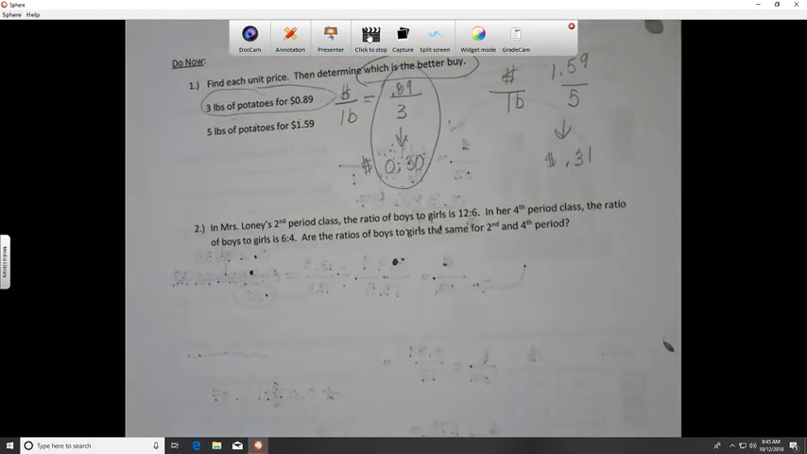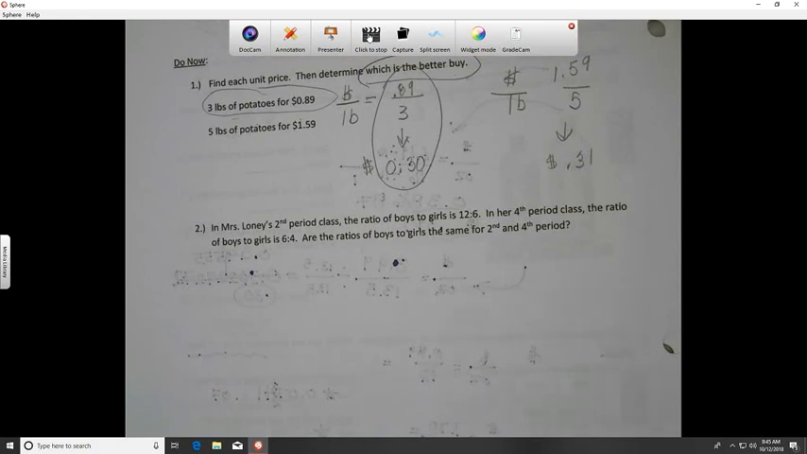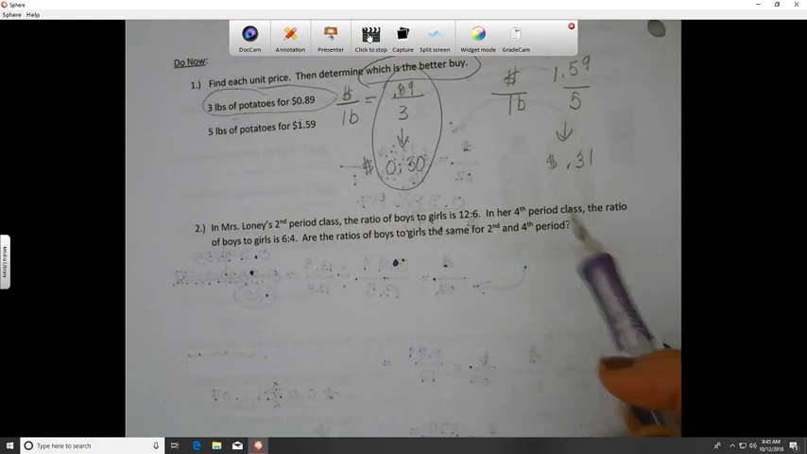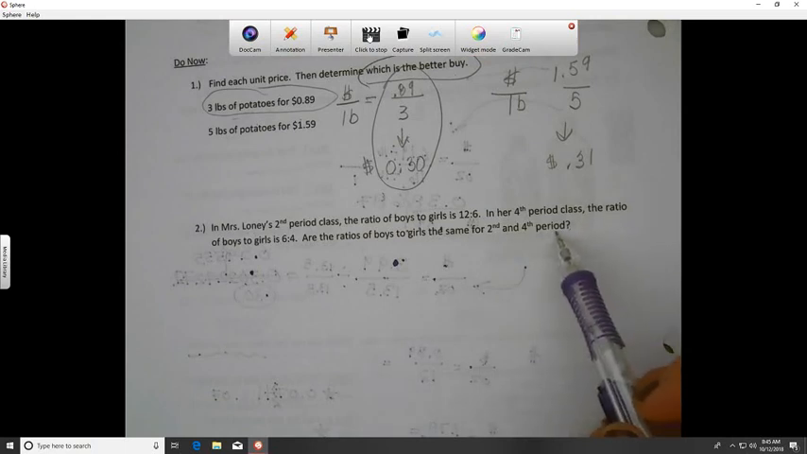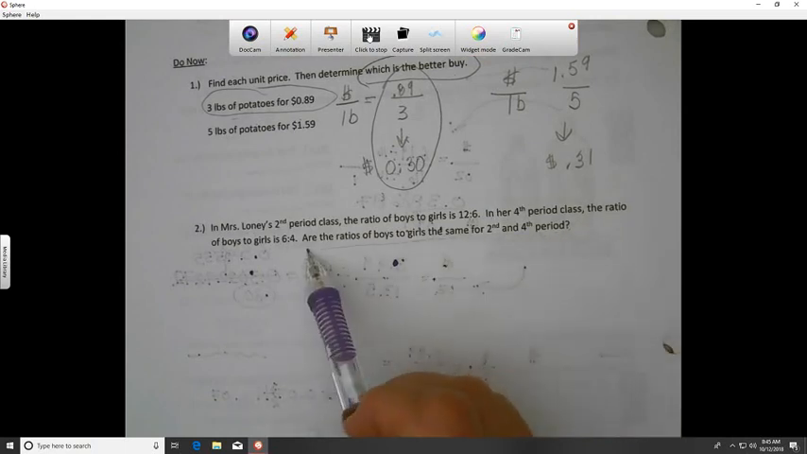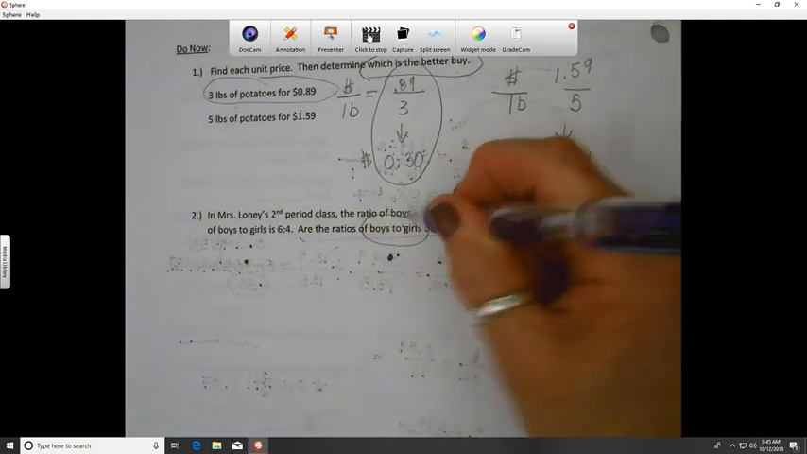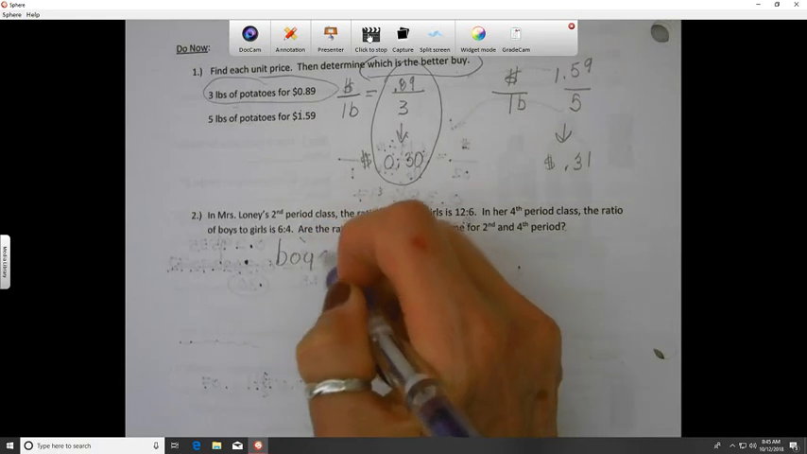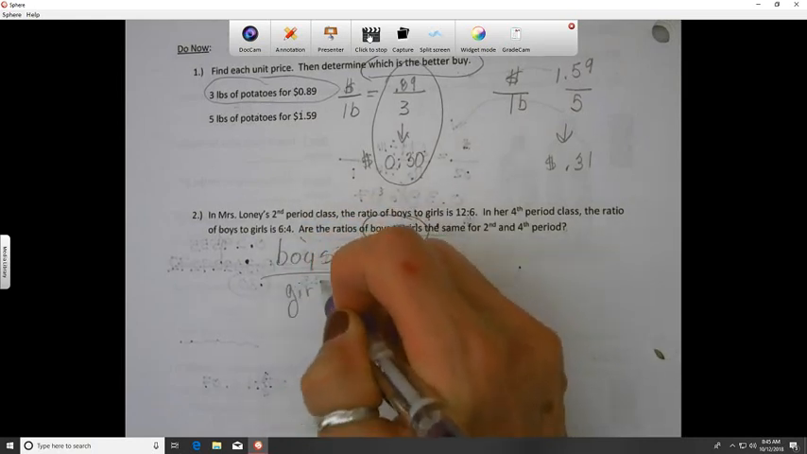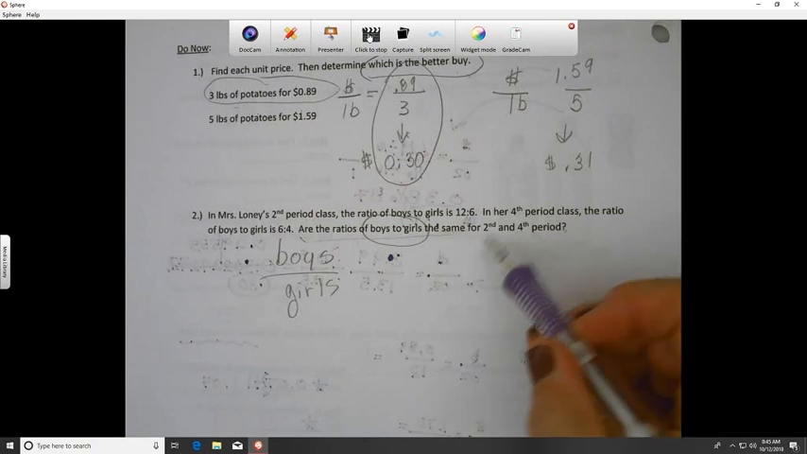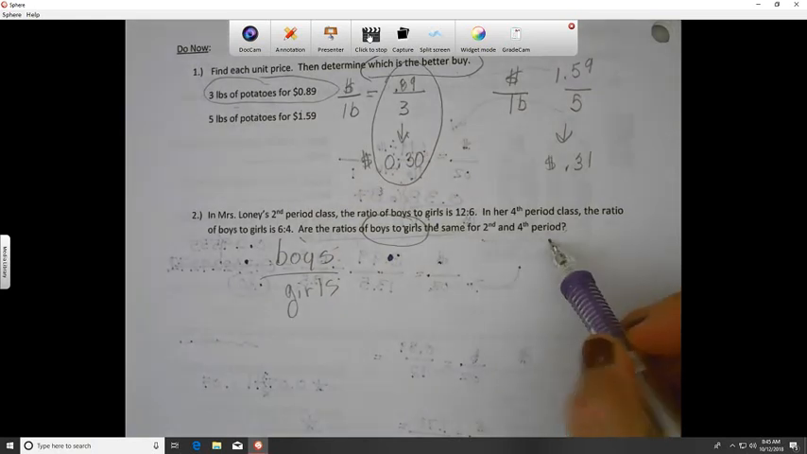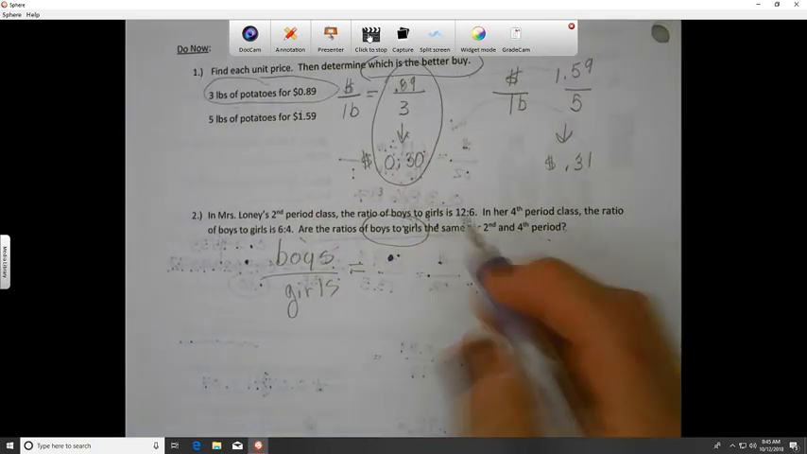Okay, in Mrs. Loney's second period class, the ratio of boys to girls is 12 to 6. In her fourth period class, the ratio of boys to girls is 6 to 4. Now let's look at the question mark and make sure we're answering the question. Are the ratios of boys to girls, there it is, boys to girls, the same for her second and fourth period class? So can you give me one ratio of boys to girls from this problem?